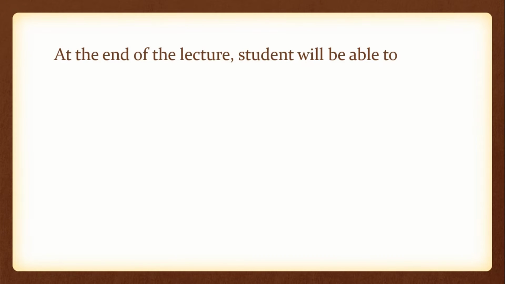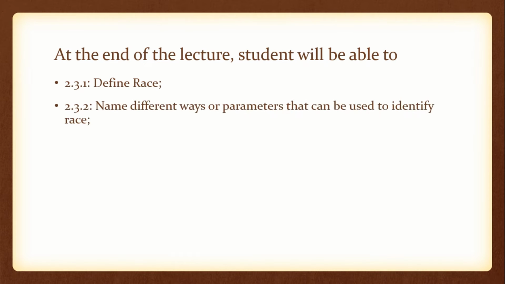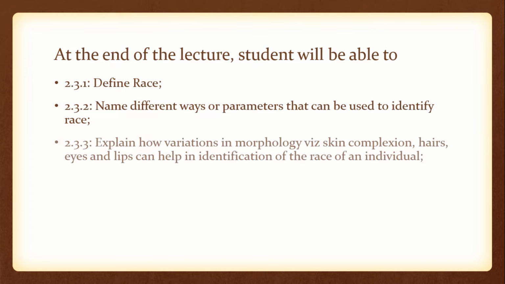At the end of this lecture you will be able to define race, name different ways or parameters that can be used to identify race, and lastly you will be able to explain how variations in morphology, like differences in skin complexion, hair color and hair texture, the color of the iris, and the structure of lips and clothes, can help us identify the race of an individual. Okay, so these are our learning objectives.